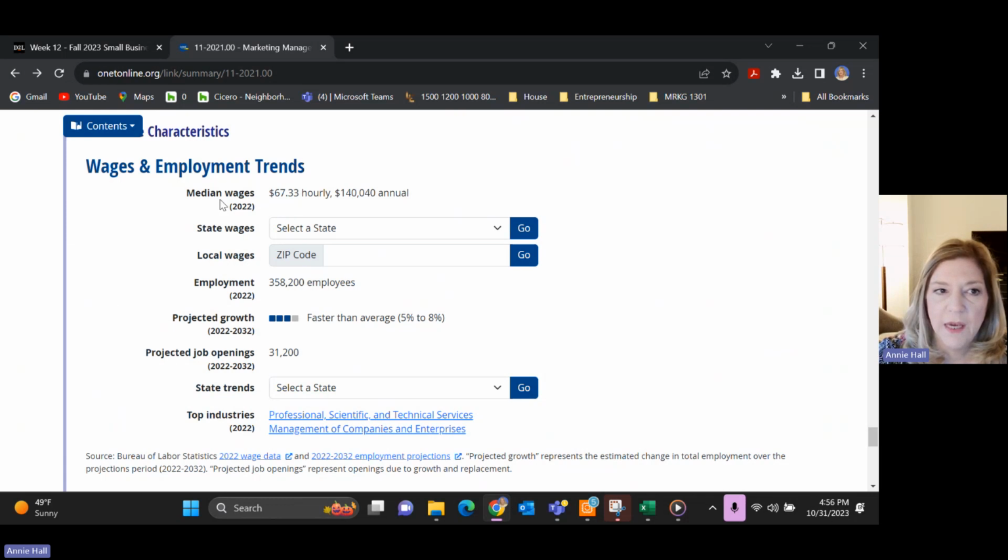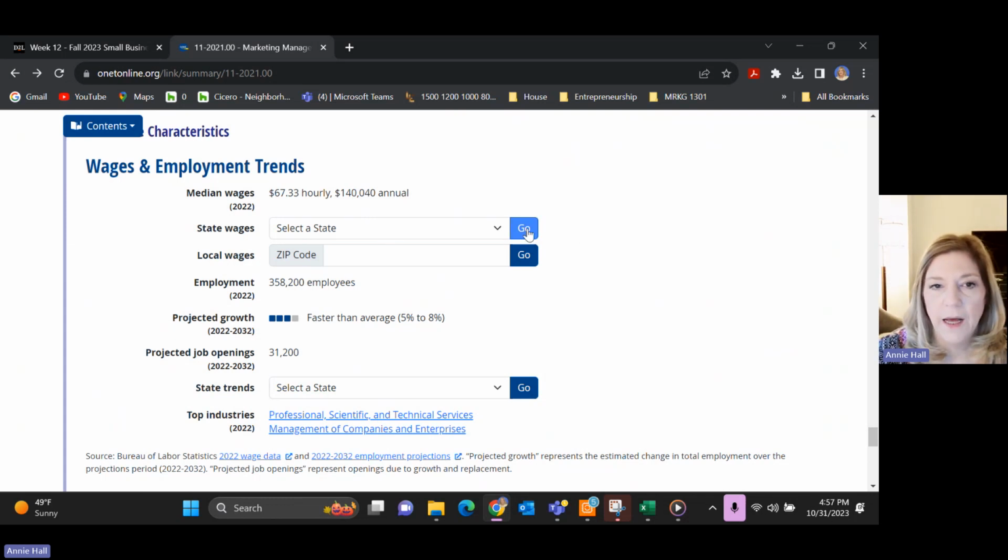So one of the things we see here, and this is based on data from last year, it will lag a little bit, but it's generally close enough for you to use it. Here we can see median wages in the country are $67.33 an hour, or $140,000 annually. That's a nice number for those of you who might be interested in a marketing job. This is at the managerial level.